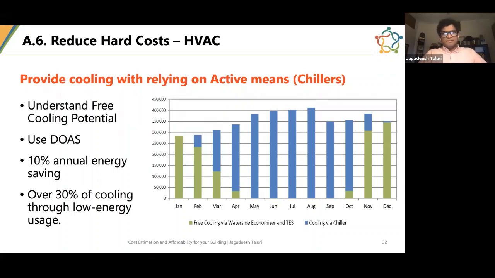You have to have a DOAS system, a dedicated outside air handling system. So fundamentally, you're doing 100% fresh air all the time. Even in a climate like Gurgaon, this can easily give you 10% annual energy savings. And almost 30% of the time in a year, you will be able to use free cooling, which means you're not activating your chiller. You're basically running your cooling tower and your air handling unit fans, just fan energy and cooling water from the cooling towers, and you're able to manage.